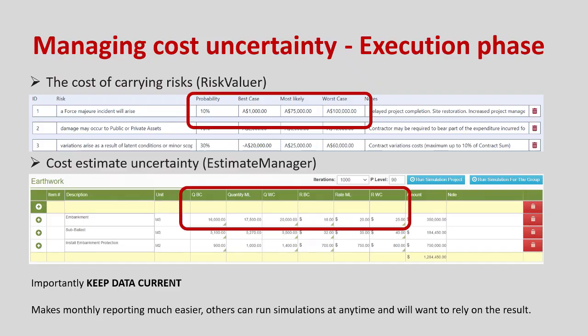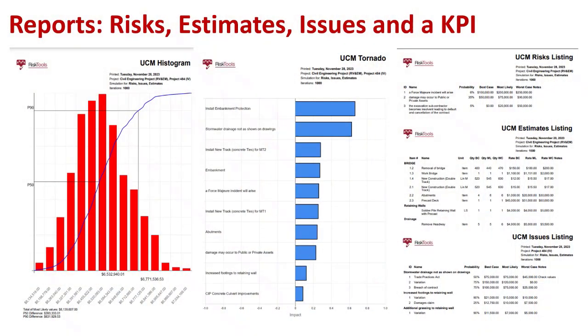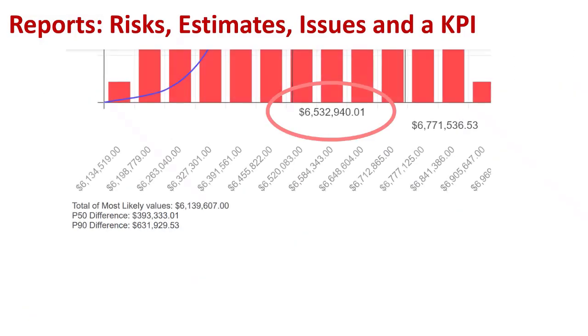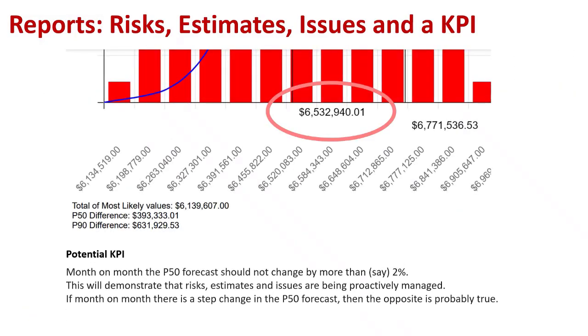Integration also provides a KPI that encourages proactive management of both risks and uncertain costs. Running a simulation across all three toolsets for a project provides a current P50 value. Here's an example. The listing report, because they have different types of data, have separate reports. Keeping data current is the responsibility of the PM. The P50 provides the anticipated forecast end cost for a project.